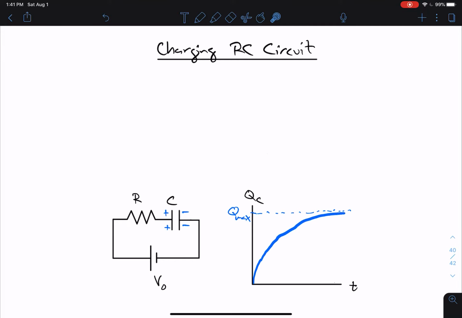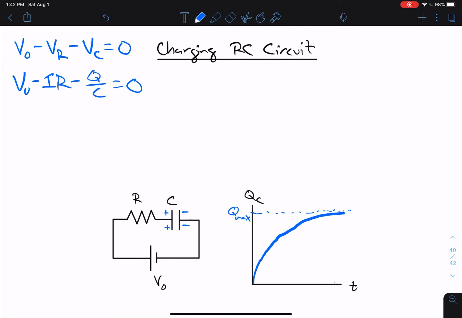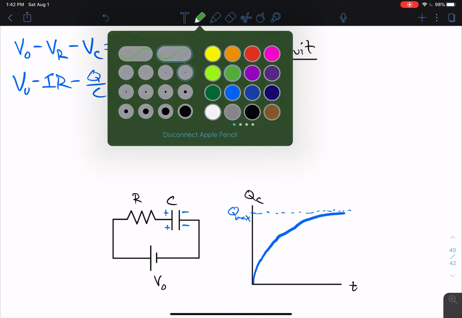Okay, now let's take a look at the loop rule. Let's use the loop rule here. So I'm going to go clockwise. And if I do that, that means I start with a V naught. It's going to be minus VR. And because I'm going across the capacitor from positive to negative, because I'm going clockwise, it's going to be minus VC. That's going to equal 0. And we'll stick in the relationships for voltage for both the resistor and the capacitor. And we get that.